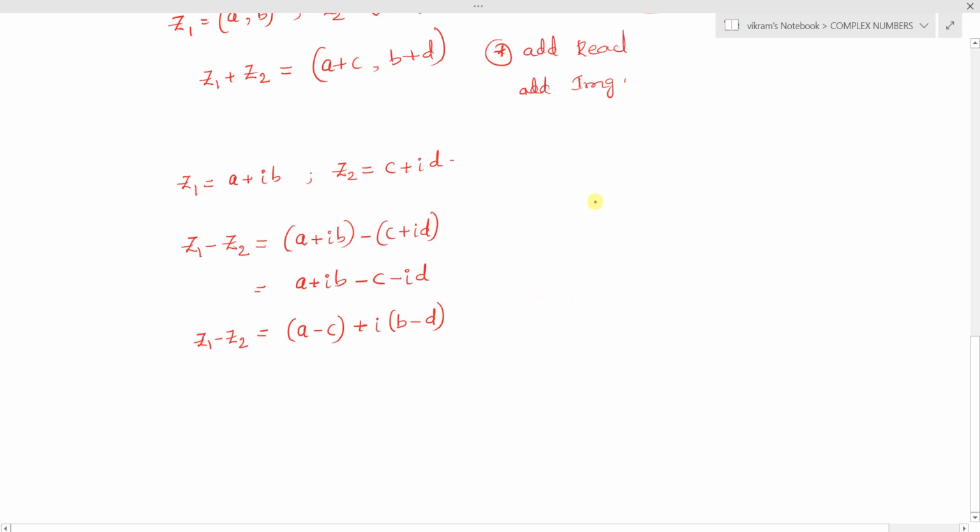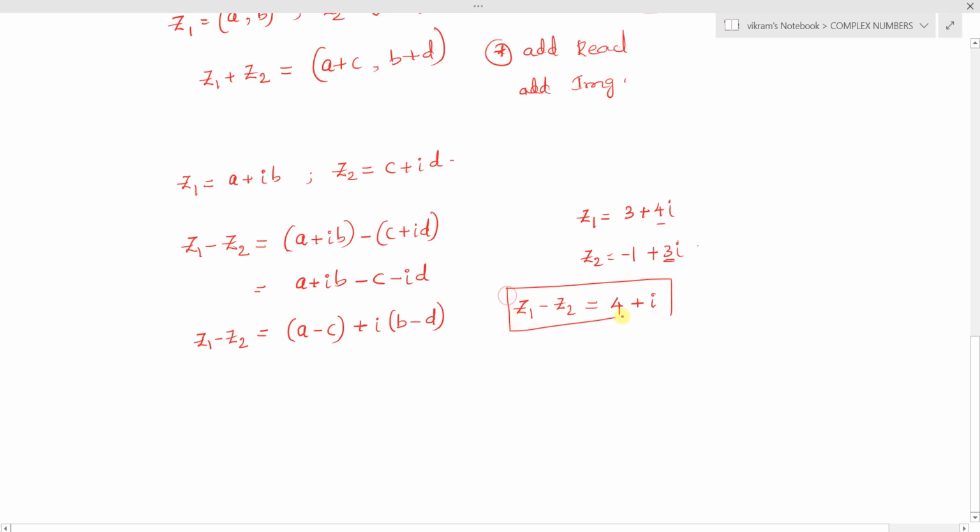And here consider z1 equal to 3 plus 4i, z2 equal to minus 1 plus 3i. Then what is the resultant of z1 minus z2? Just simply subtract the two real parts. 3 minus of minus 1, we will get 4, and subtract b minus d. So that means 4i minus 3i, then we will get i itself, i into 1, that is i itself.